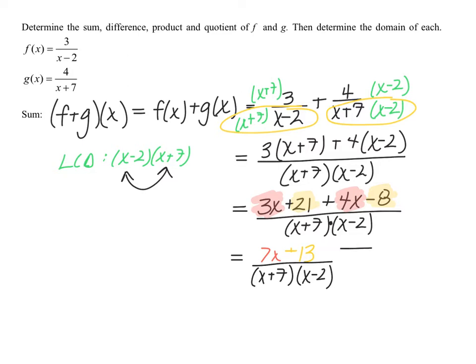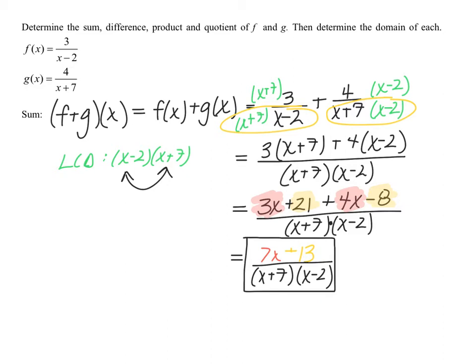Now, typically we'd want to look at this numerator and see if we could factor, if there was a greatest common factor, but we don't have a common factor between 7 and 13, so that tells us that we cannot simplify this anymore, and we are done. So that is the sum of functions f and g. So now let's move on to the domain.